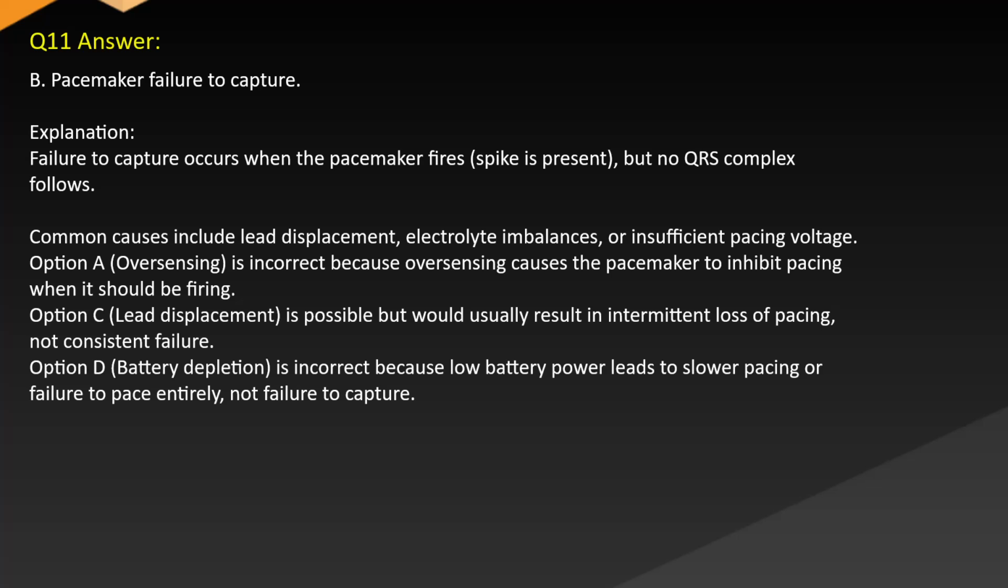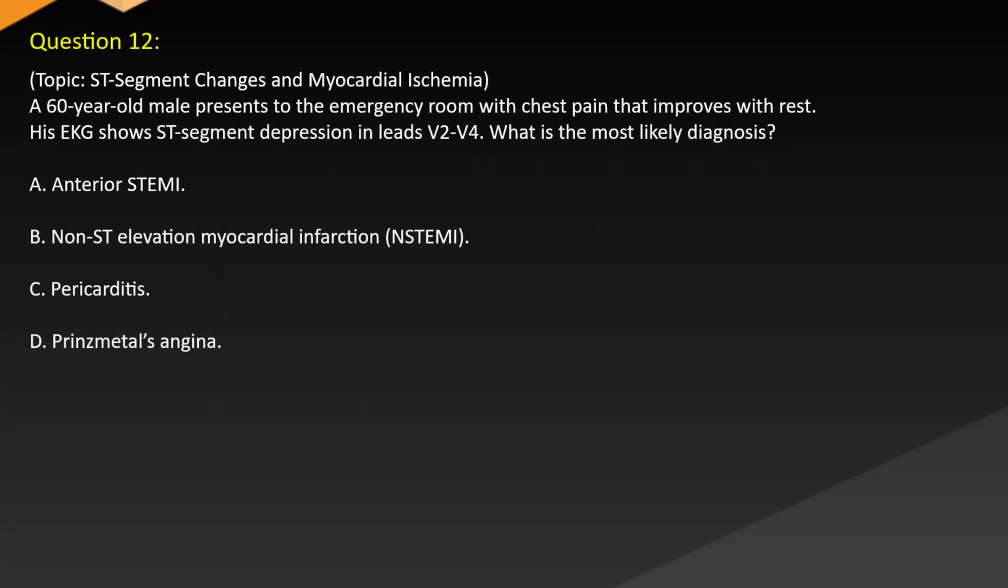Option C, lead displacement, is possible but would usually result in intermittent loss of pacing, not consistent failure. Option D, battery depletion, is incorrect because low battery power leads to slower pacing or failure to pace entirely, not failure to capture.